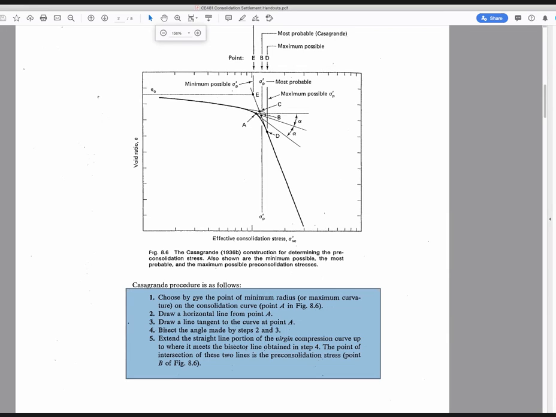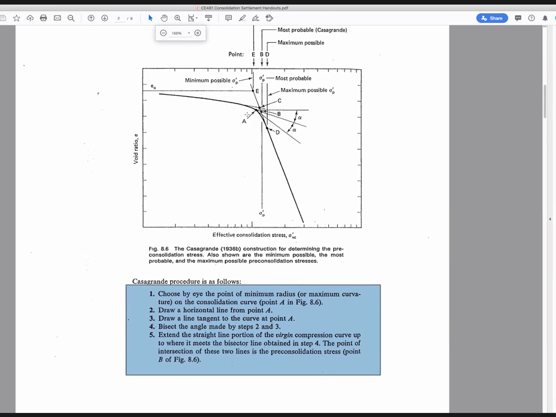And the first is choose by observation the point of minimum radius or maximum curvature. So effectively, eyeball the knee of the curve, in other words, and find out where that is. That's point A. And then you draw a horizontal line from that location. At this location, you will draw a line tangent to the curve at that same point. And that's right here. That's this curve right here. That is tangent to point A.